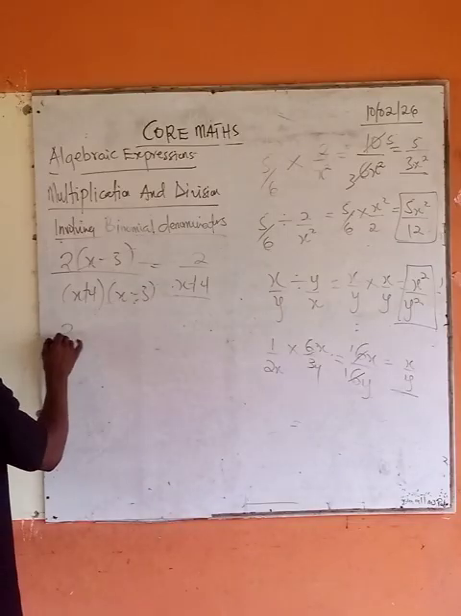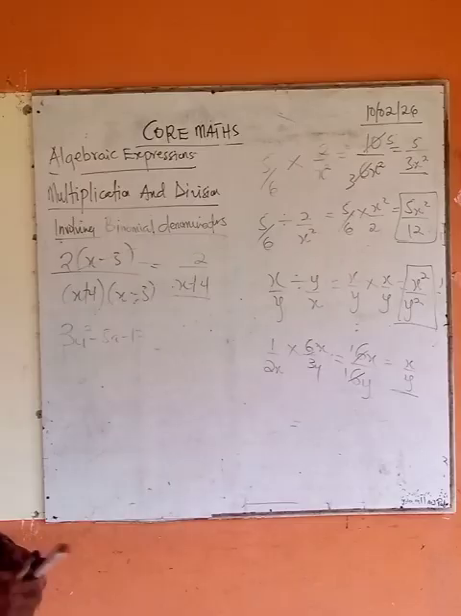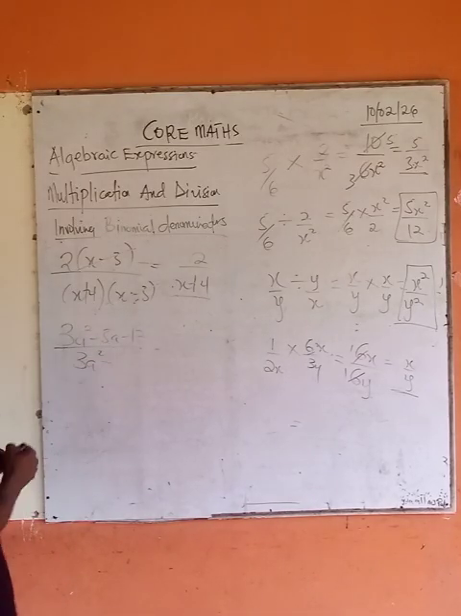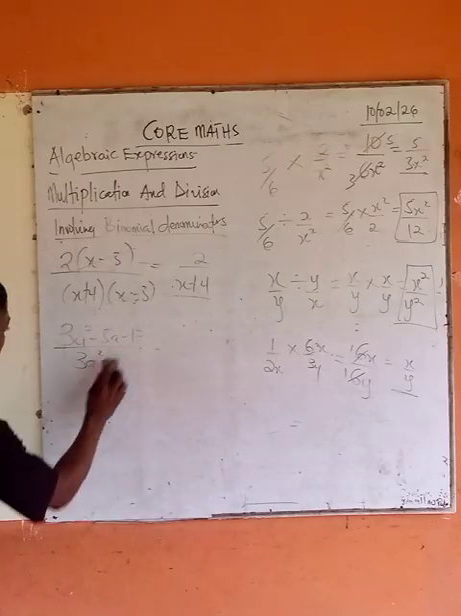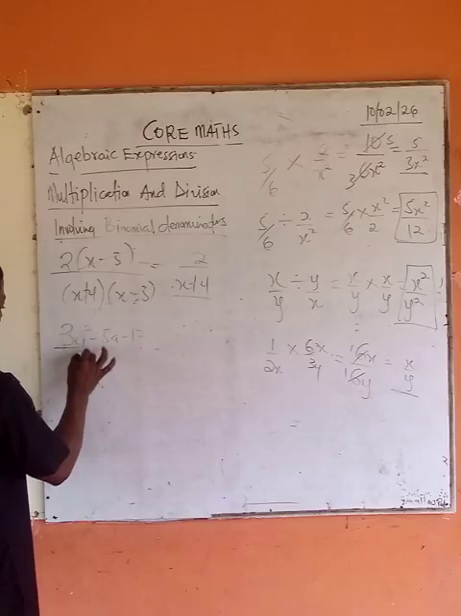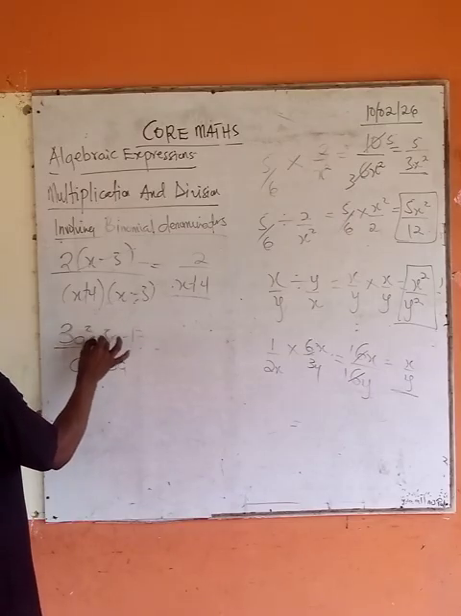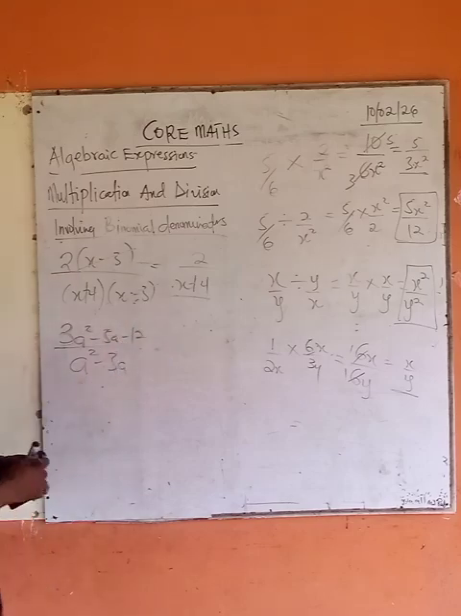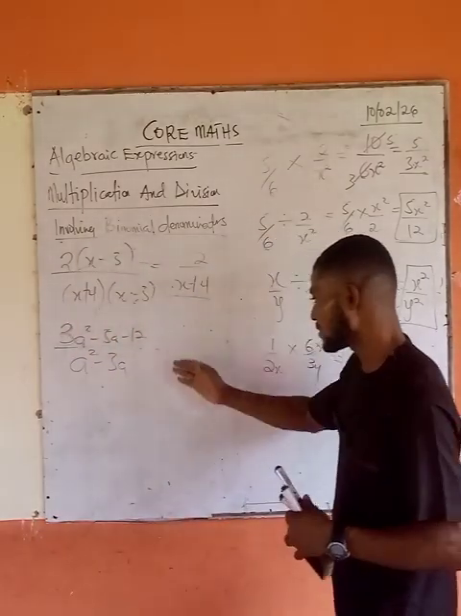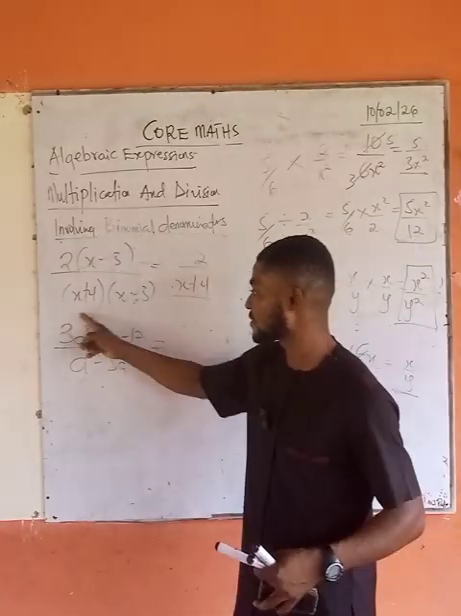I have 3a squared minus 5a minus 12, out of a squared minus 3a. Now remember when we were doing the simultaneous equations and we came across the quadratic parts, I taught you how to use the factorization method to simplify the quadratics.